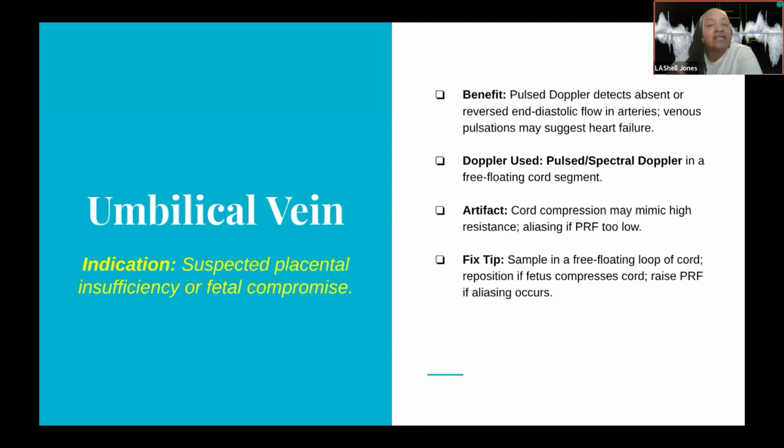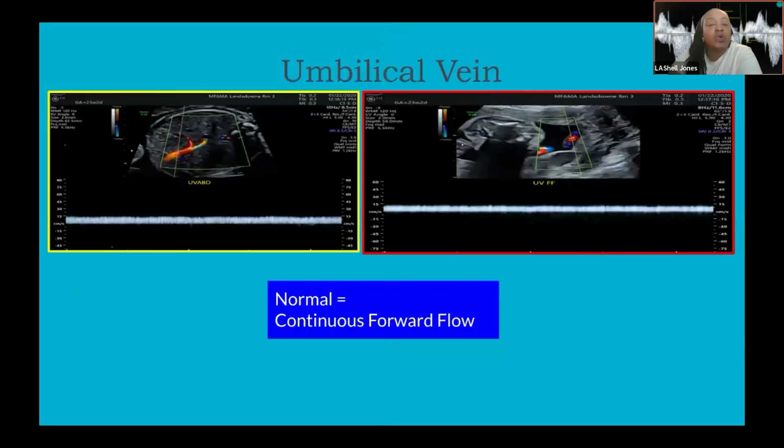Okay, so we have a case coming up where I'm going to show again that pulsatile umbilical vein that we saw earlier. Now this is a normal umbilical vein waveform, and this is how it should appear. Now you have to assess in both intra-abdominal as well as free floating, okay, to compare. And you should see a normal continuous forward flow in both. Okay, so this is a normal umbilical vein.